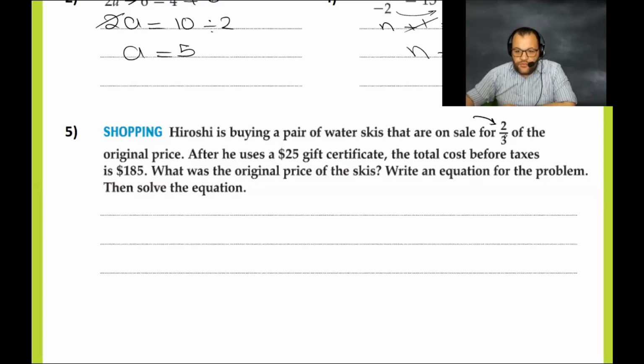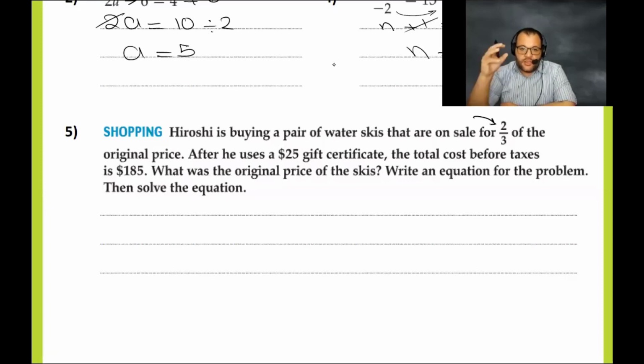Now we have 2/3 of the original price. The price after the sale was 2/3 of the original price. That's after he used $25 as a gift certificate. The total cost before the tax was 185. What was the original price?